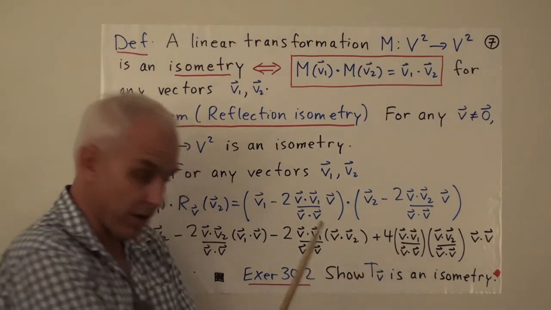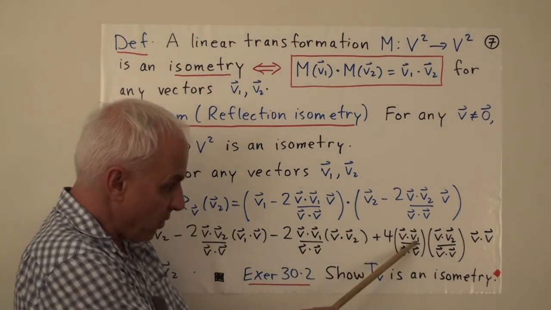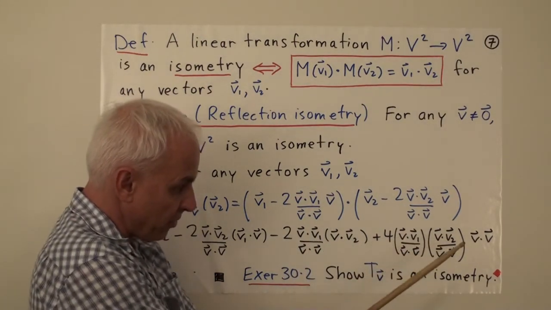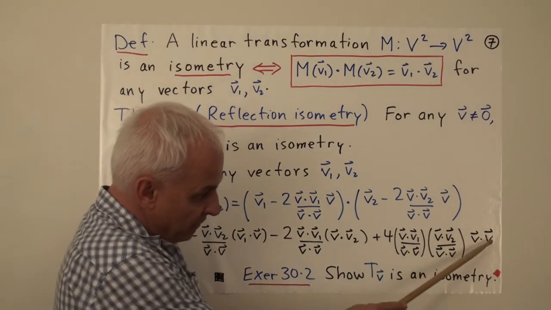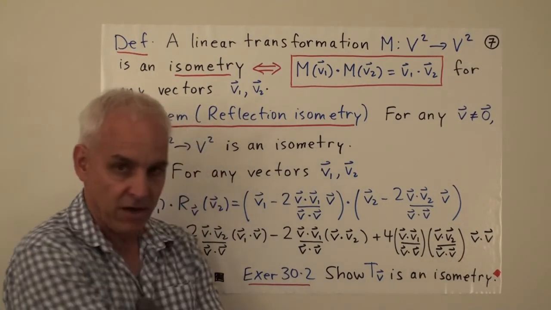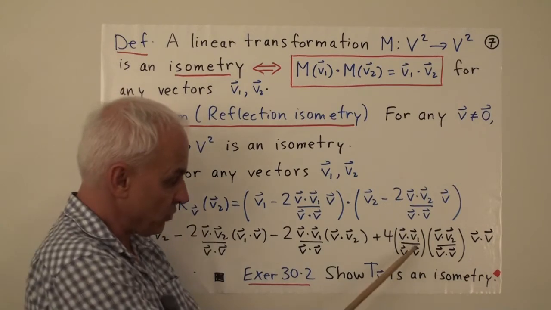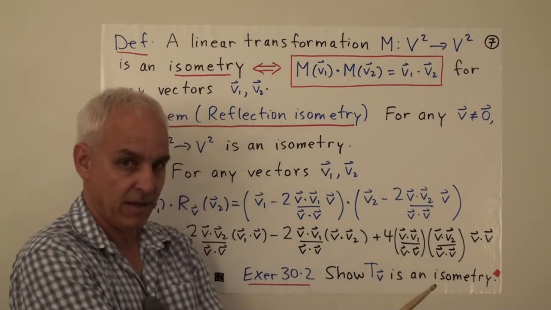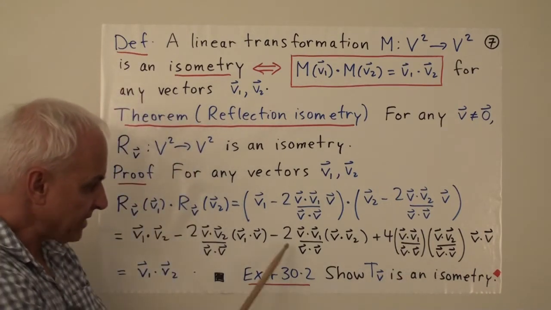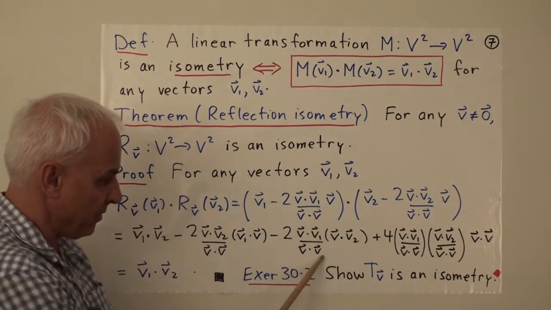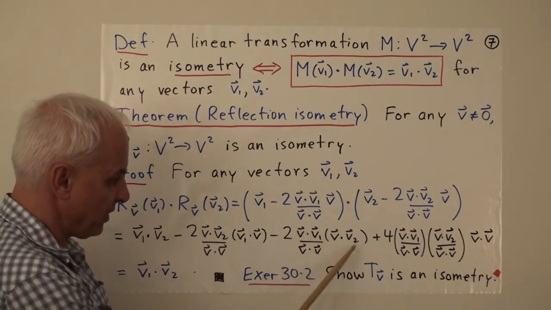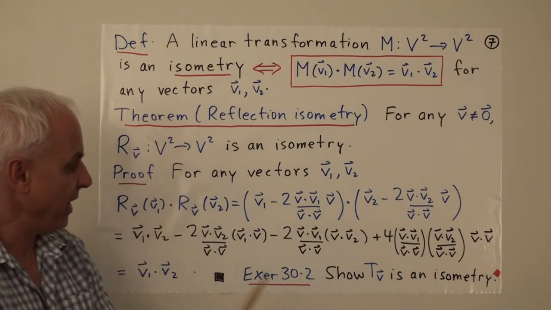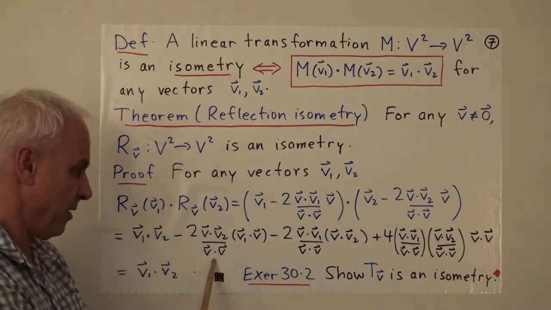Let's have a look at this last one. Okay, there's a v dot v1 in the numerator, a v dot v2 in the numerator, and this v dot v will cancel with one of the v dot v's in the bottom, leaving us with a single v dot v in the bottom. That's the same that we have here. We still have v dot v1, v dot v2, and a single v dot v in the bottom. And it's the same as what we have here.